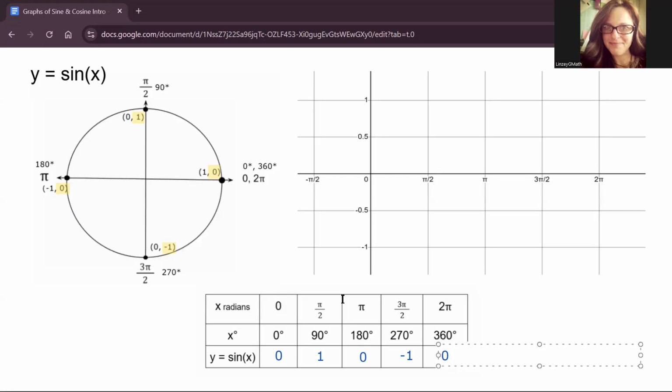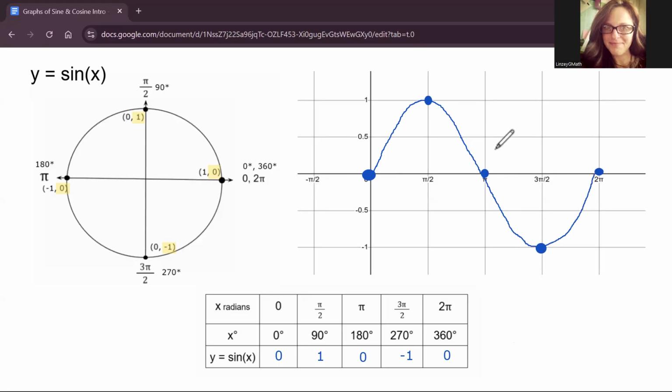And we'll graph these points. And we've got 0, 0, pi over 2, 1, pi, 0, 3 pi over 2, -1, and 2 pi, 0. And this is one cycle of our sine wave. There it is. Let's take a look at a couple more cycles of our sine function.